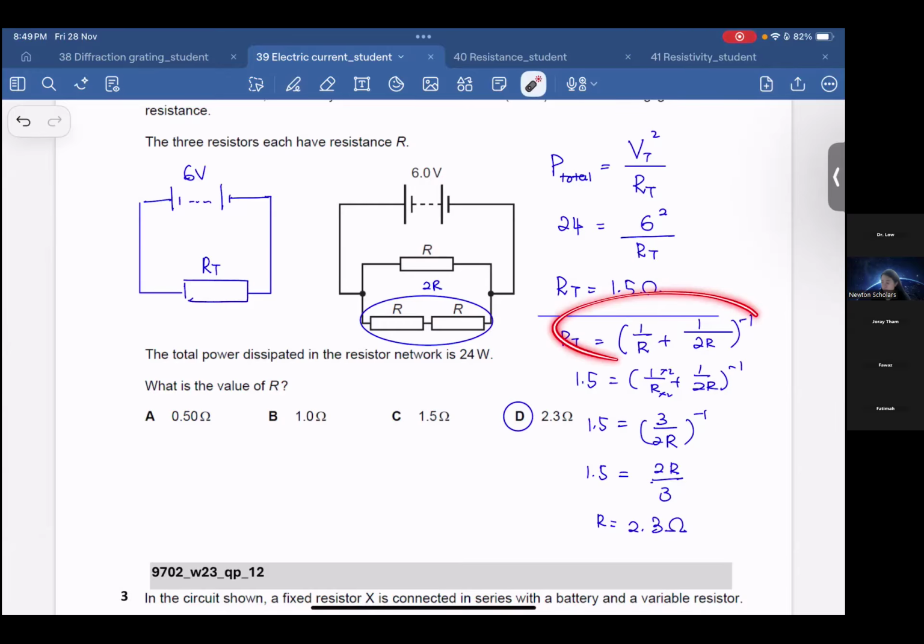Are you able to get the idea about this calculation of the total resistance? We learned this before in IGCSE and also in SPM. For parallel, we have to use 1 over R plus 1 over the bottom part, where the total resistance is 2R. Then remember, inverse it. Okay, any question?